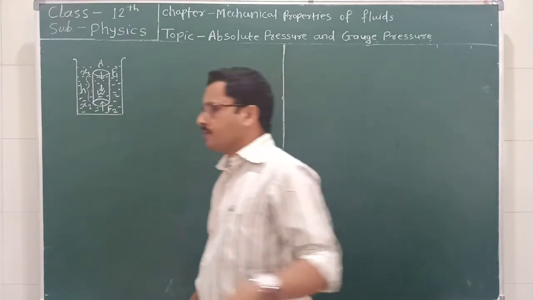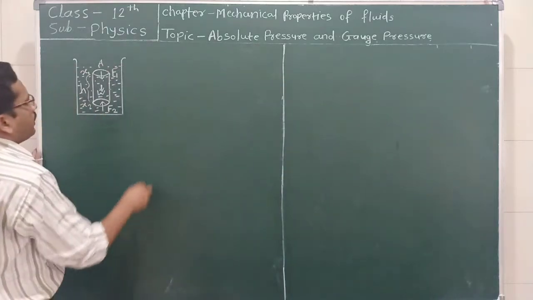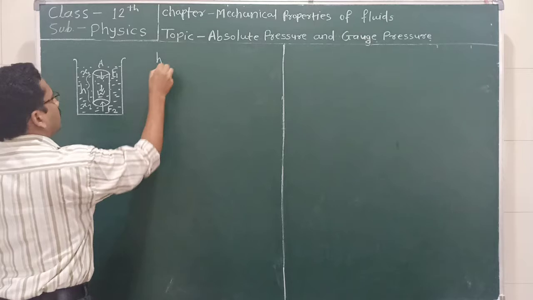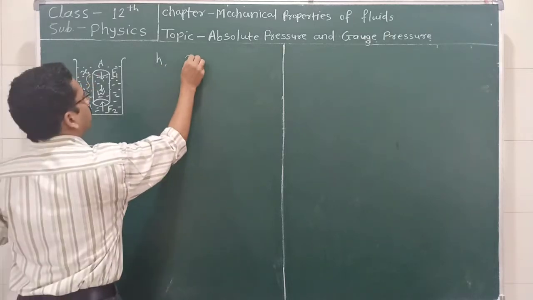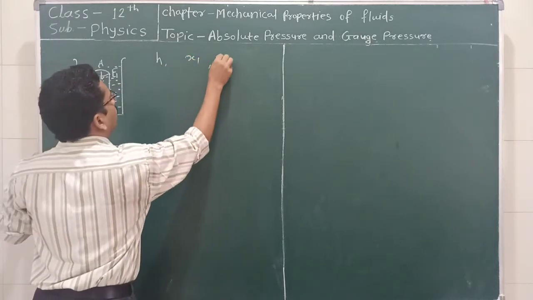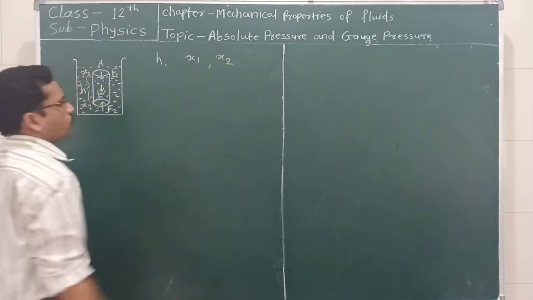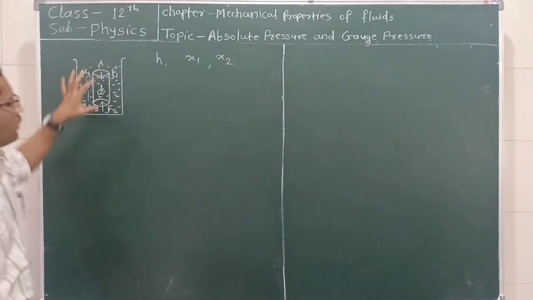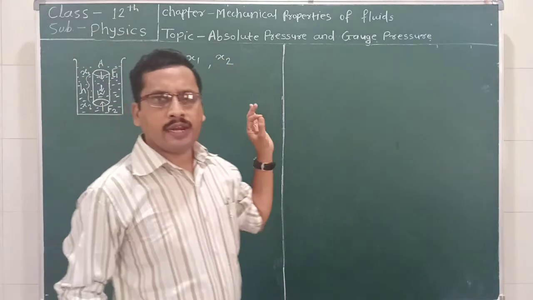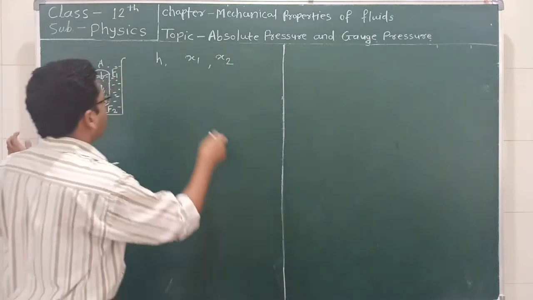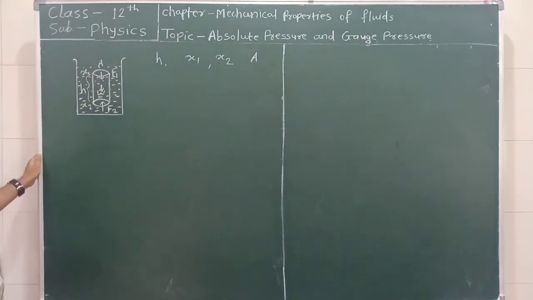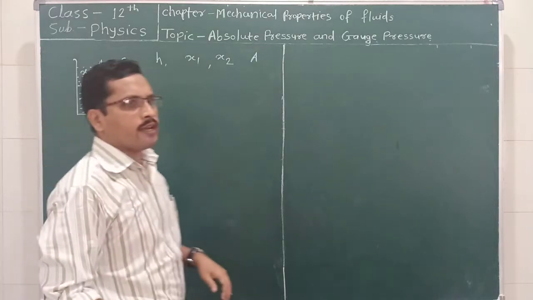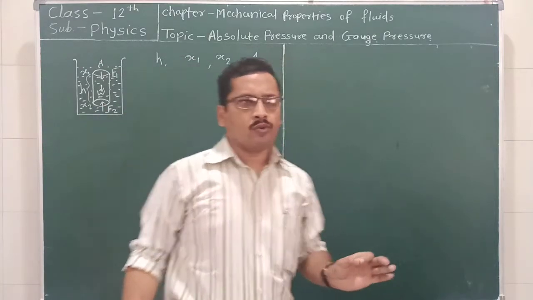imaginary cylinder of height h. The upper face of the cylinder is marked as x1 and the lower is marked as x2. Each face of this cylinder has an area equal to A. Now, suppose that this liquid has a density of rho.